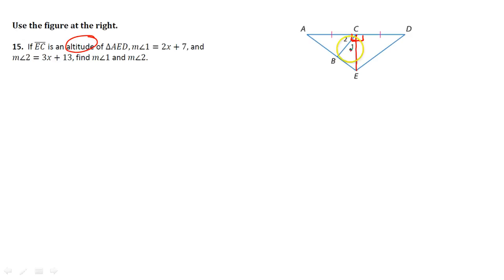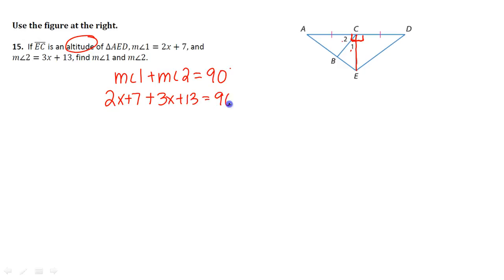Well, I know that angle 1 plus angle 2 equals 90. So the measure of angle 1 plus the measure of angle 2 is equal to 90. So let's plug in those values. 2x plus 7 plus 3x plus 13 is equal to 90. So that's 5x plus 20 is equal to 90. Subtract 20 from both sides to get 5x is equal to 70. And then you'll get that x is equal to 14.